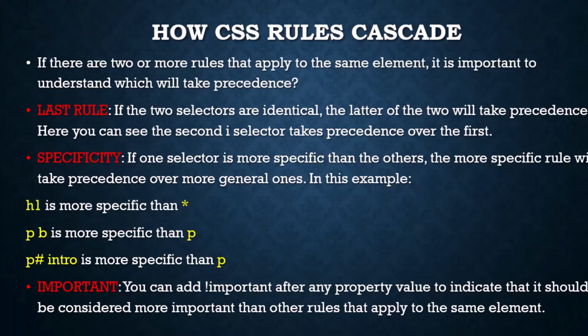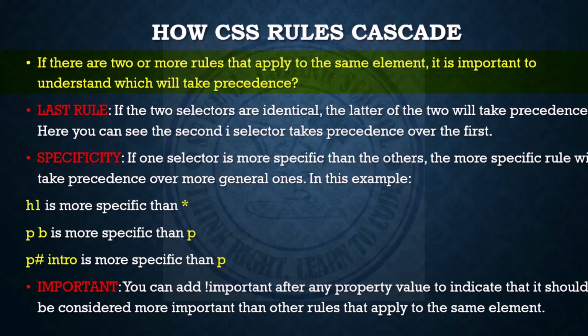how CSS rules cascade. Remember, I told you CSS stands for Cascading Style Sheet. Now, if there are two or more rules that apply to the same element, it is important to understand which one will take precedence over the other. Definitely, you cannot be working with two commands for the same element at the same time. So in this case, the last rule will take precedence over the previous rule.